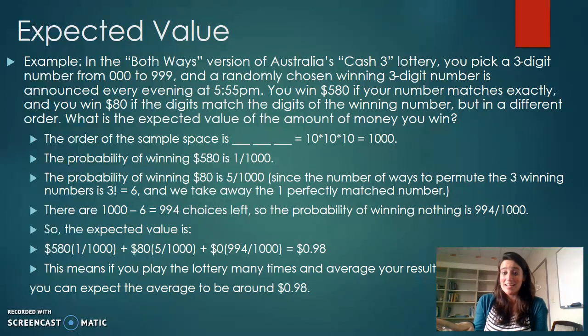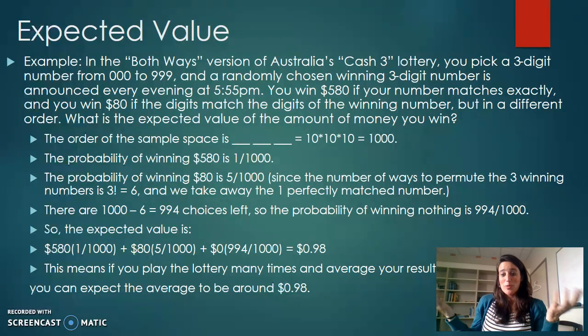Now, you don't get 98 cents ever. You either get nothing, or you get $80, or you get $580. But we're saying if you play this every day for years, on average, all the days where you get nothing average with the days where you win the $80 or the $580, over time it averages to about 98 cents. So we will practice more of these kinds of questions in class.